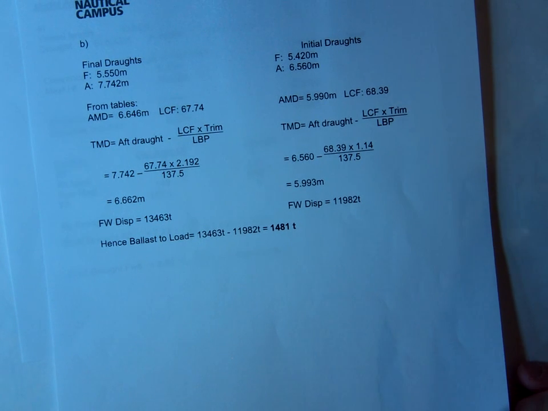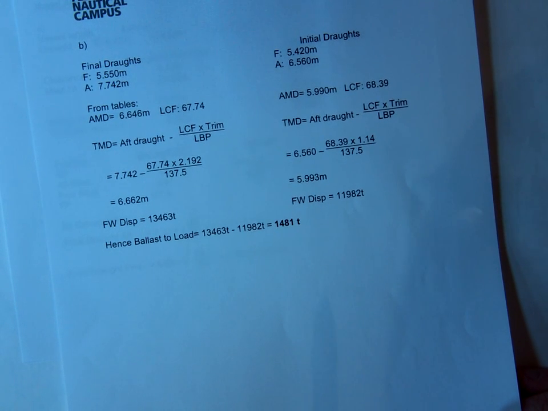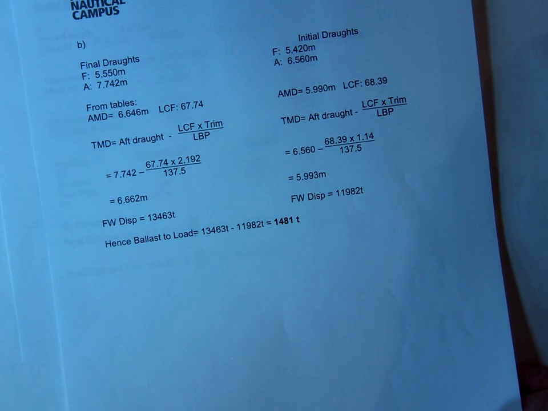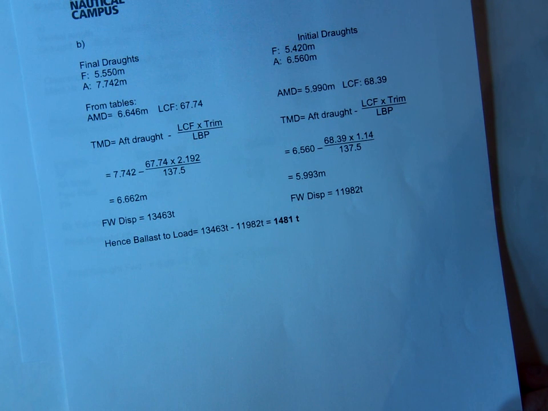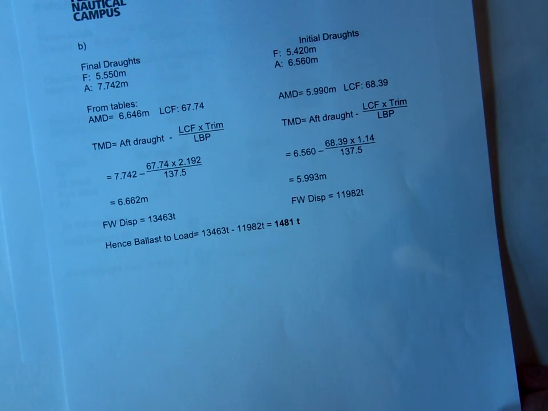Reasonably straightforward problem. As long as you can visualise this in your mind, it's fairly straightforward to work out the drafts at the masts, mathematically then work out the drafts at the perpendiculars, and from that you can use these straightforward formulas here to work out your displacements.